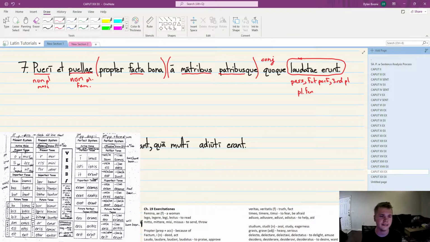It's fine. I think it might be because it's closer to the puellae, just physically in the sentence. But I think typically you would see this with a laudati with an I, since we're talking about a group that includes boys and girls. So, just a distinction there. If you saw laudati here, I guess it would also be correct. So what do we have? We have pueri et puellae, the boys and the girls.